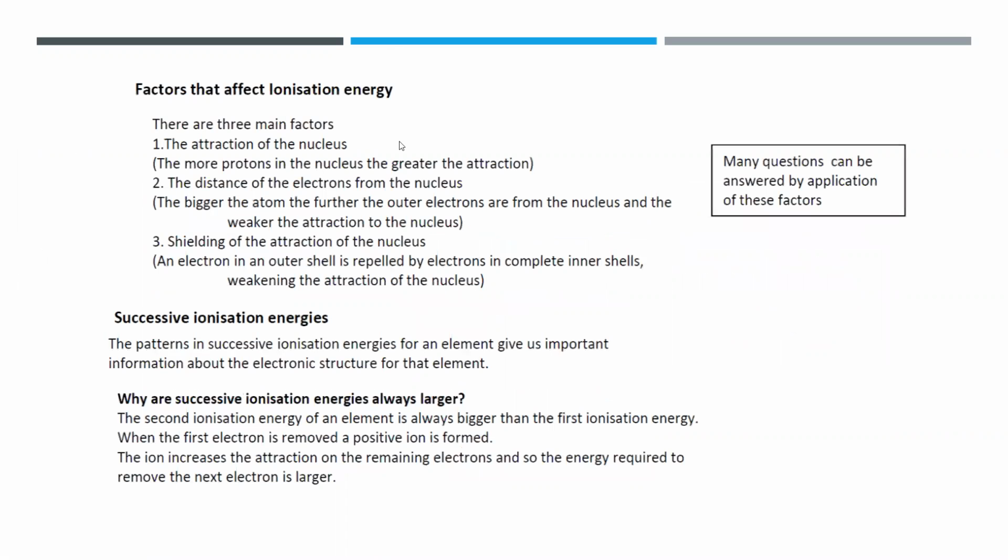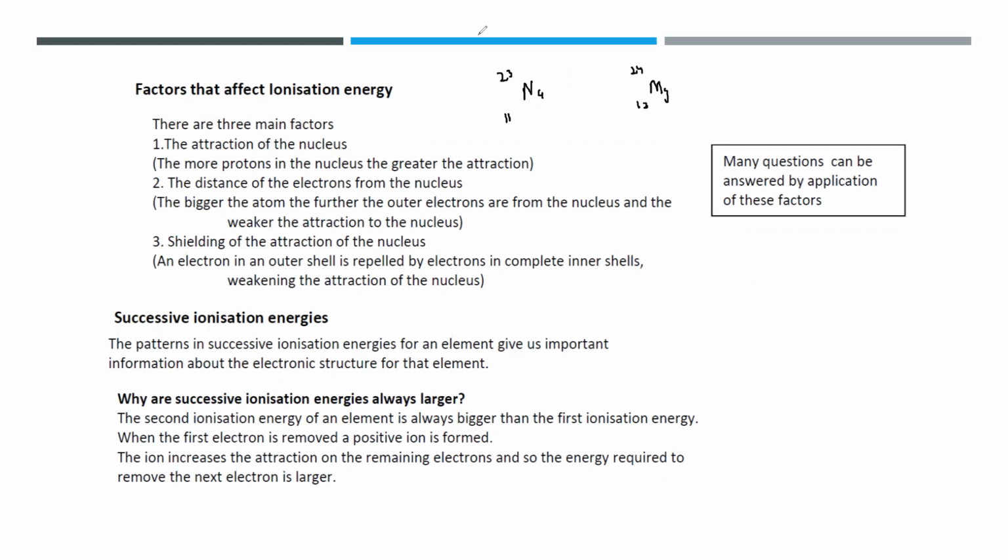So, factors that are affecting the ionization energy. Number one, there are three main factors. The attraction of the nucleus: the more protons in the nucleus, the greater the attraction, so higher ionization energy. For example, if we compare the ionization energy of sodium, Na, which is 11 and 23, and magnesium, 12 and 24.